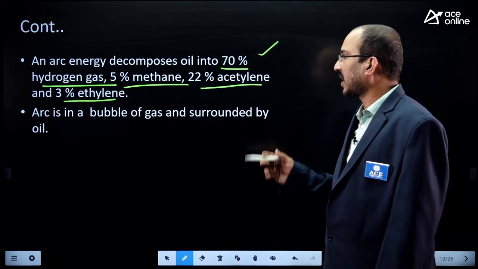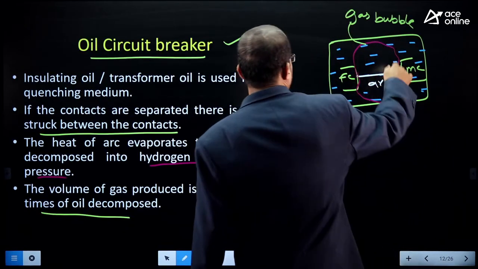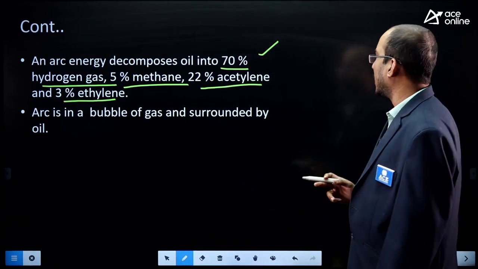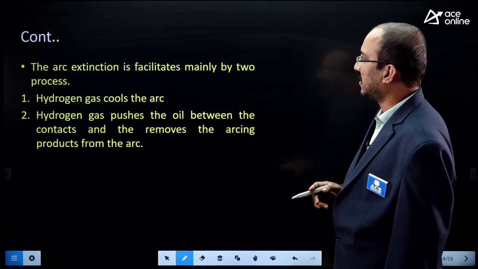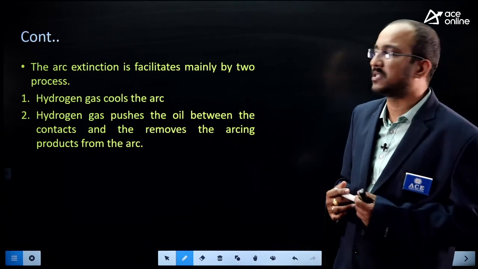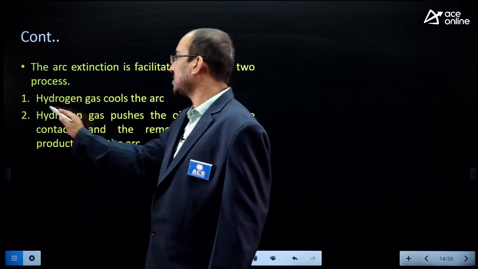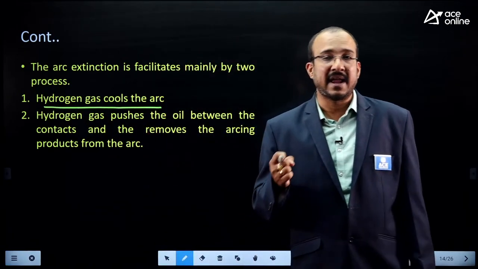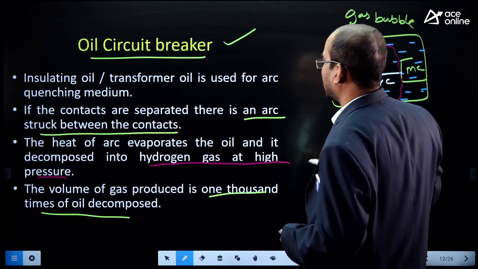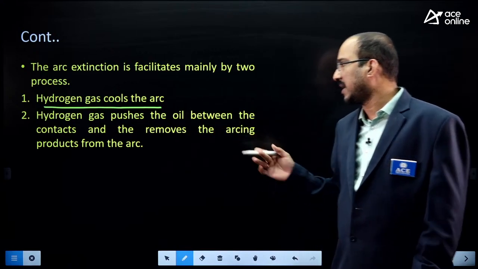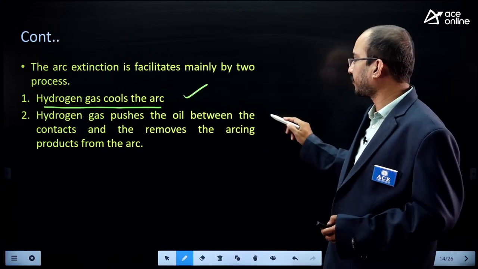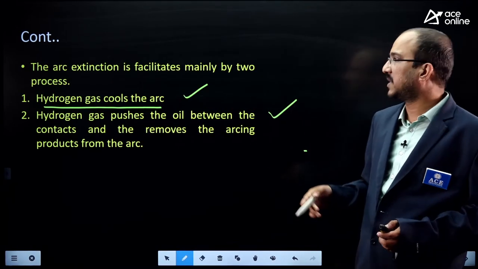Now if you observe the arc in a gas bubble, it is surrounded by what? Oil. So how is the arc extinction process going to take place in case of oil circuit breaker? This hydrogen gas will cool the arc. And what else does the hydrogen gas do? It pushes the oil between the contacts to remove the arcing products. So this is how the arc extinction will take place in case of oil circuit breaker.